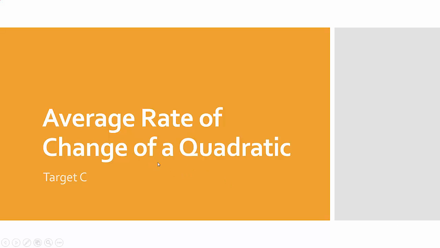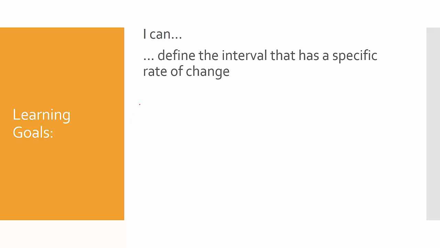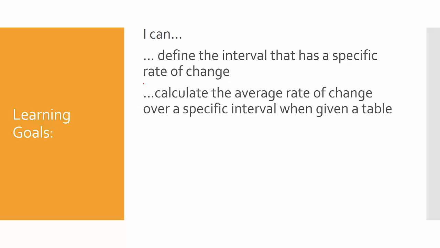All right, so now we're going to be talking about average rate of change of a quadratic, specifically intervals on the quadratic. So this really isn't going to be too terribly difficult. We're not using any new information other than we're using quadratics instead of linear equations, but the process is the same.